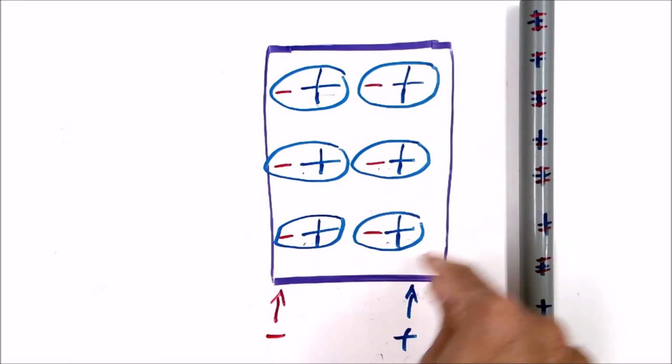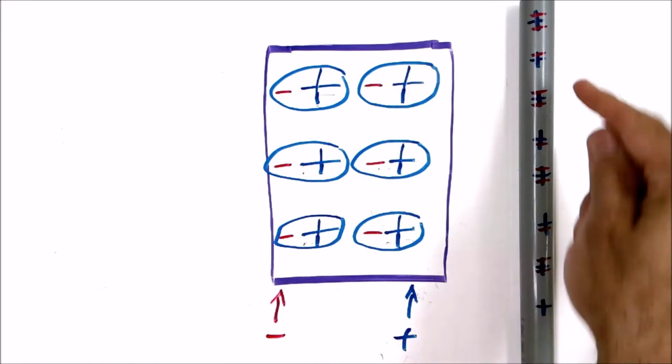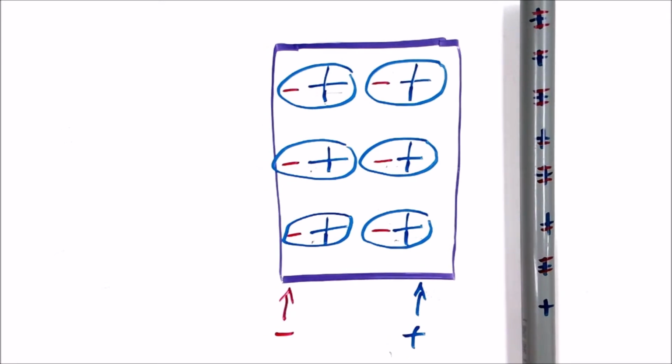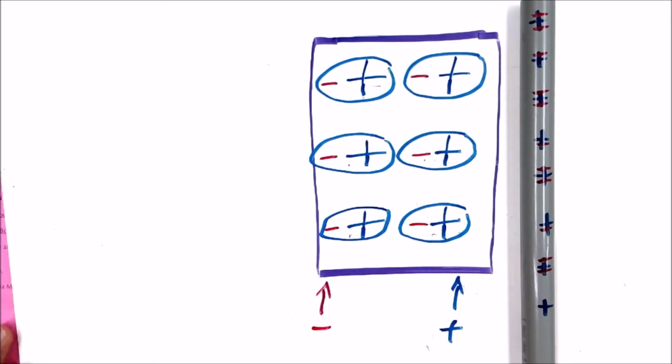Since this part of the paper is positively charged, the paper gets attracted to the negative charges in the pipe, and the paper as a whole moves towards the pipe. And this is why a neutral object is attracted to a charged one.